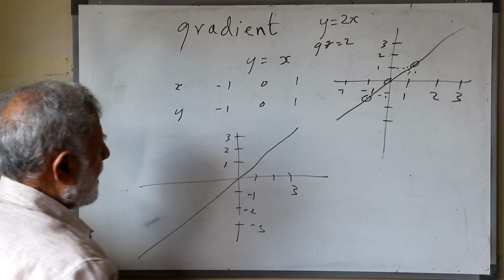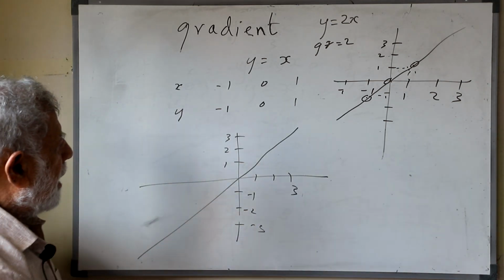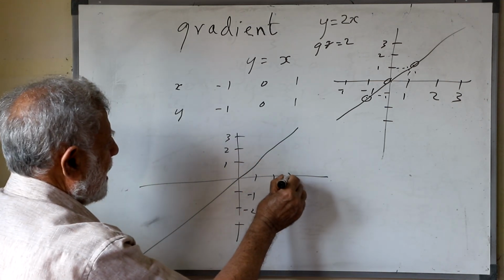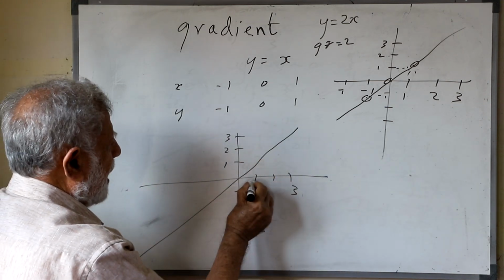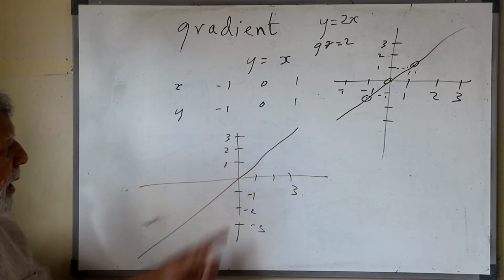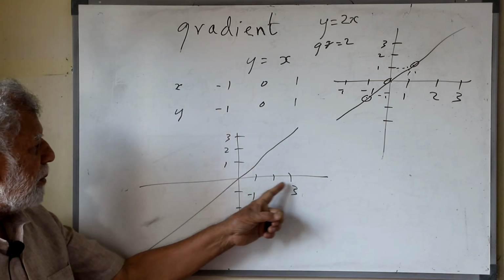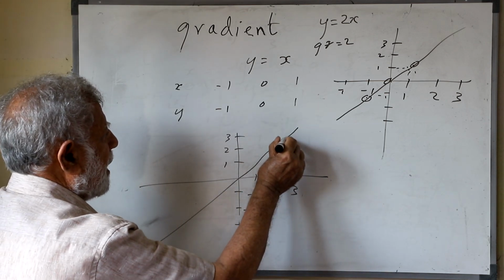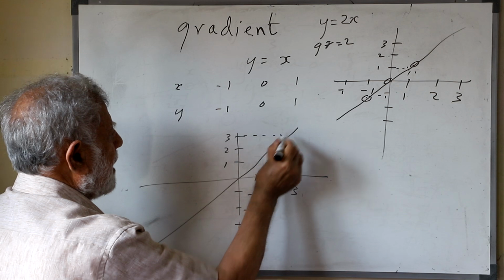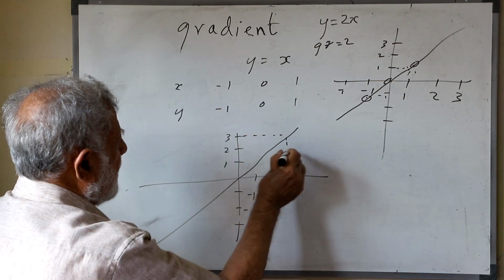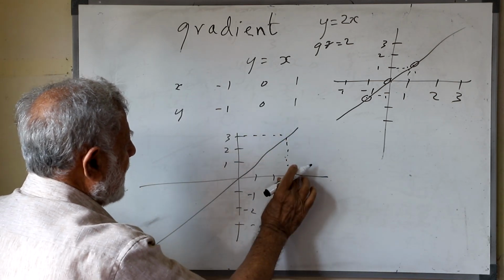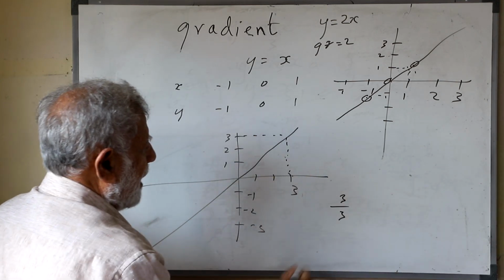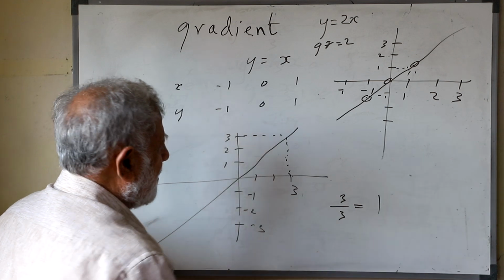In this particular case, if you want to find the gradient of this line, we can take a point anywhere, but it is better to take the whole number. Now here 1, 2, 3. Supposing we drop a perpendicular like this, and here it's coming like that. In this case, this height is equal to 3, and here to here 3. So the gradient of this line is 3 upon 3, that is equal to 1.